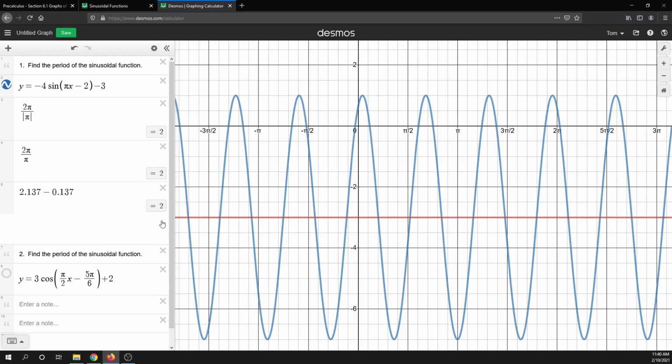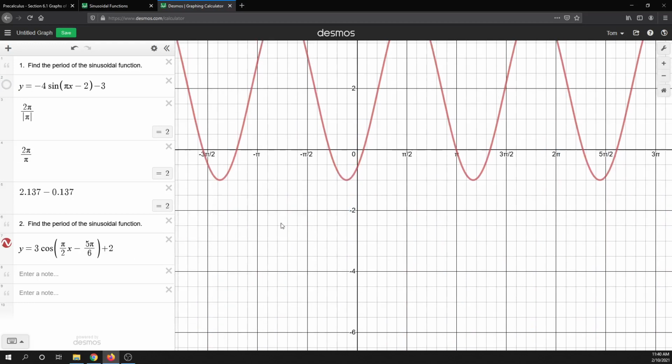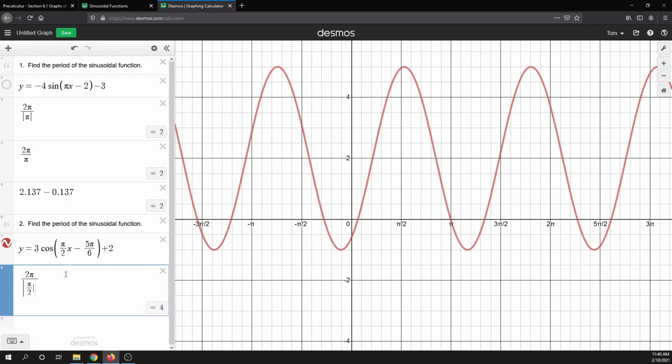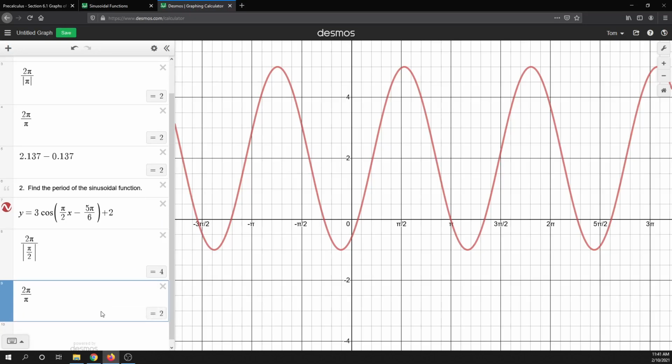All right, let's look at the next example. The next example is 3 cosine pi over 2 x minus 5 pi over 6. Looking at this one, the period is going to be 2 pi over the absolute value of pi over 2, like so. You can see that comes out to be 4, but if you were working it by hand, that would be 2 pi over pi over 2.